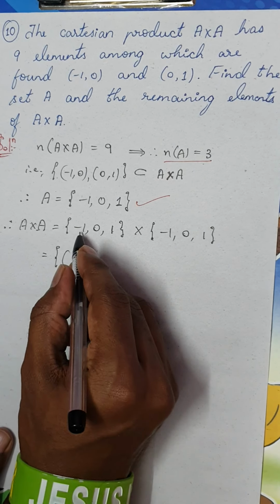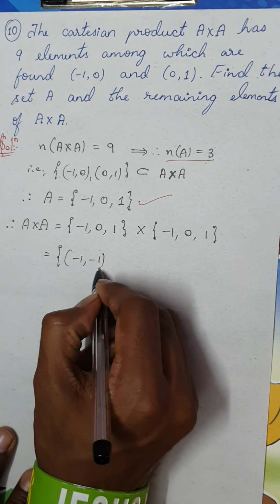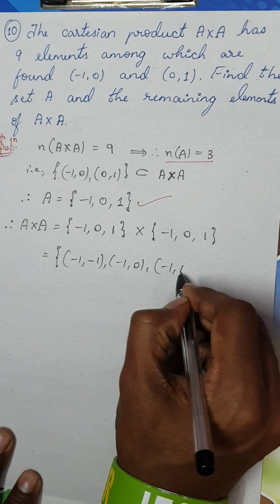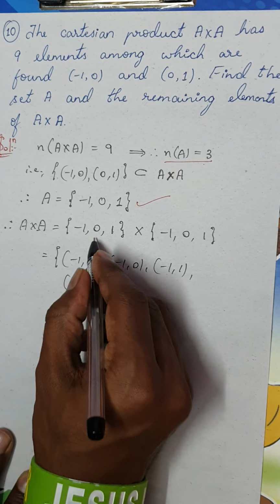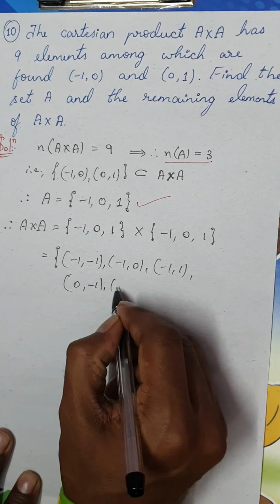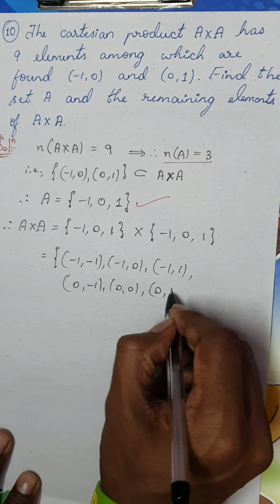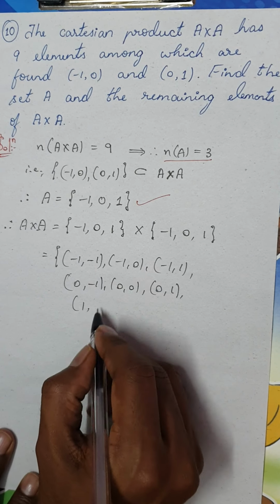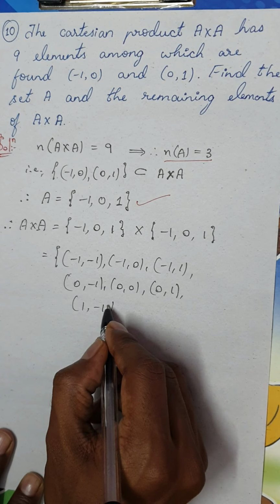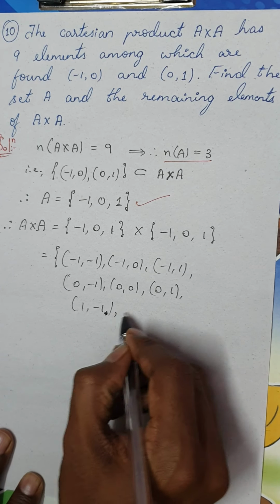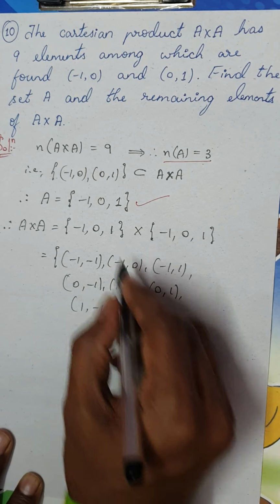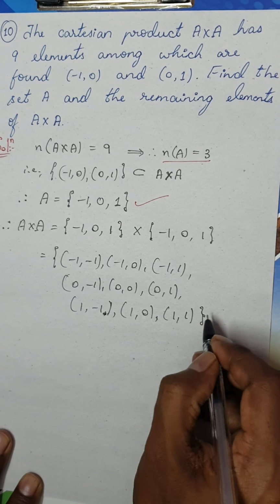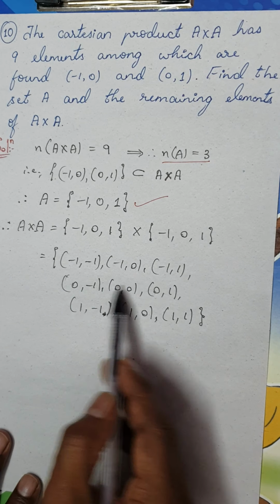So starting with -1, pairing with each element here: -1 comma -1, -1 with 0 and -1 with 1. Okay, similarly pairing with 0: 0 with -1, 0 with 0, 0 with 1. Okay, similarly the third element here is 1, with -1. Okay, no need of comma here. Next 1 with 0, and finally the last element 1 with 1. Okay, if you want you can check here: 1 2 3 4 5 6 7 8 9.